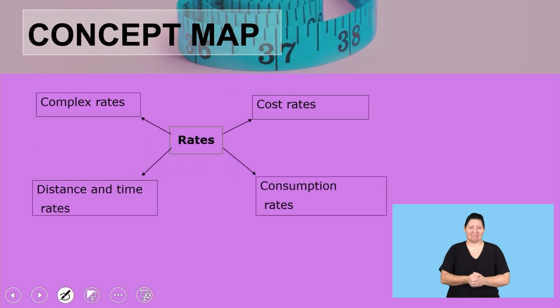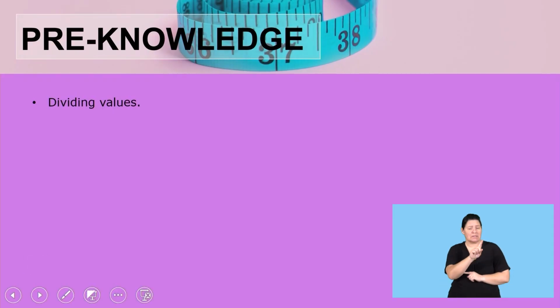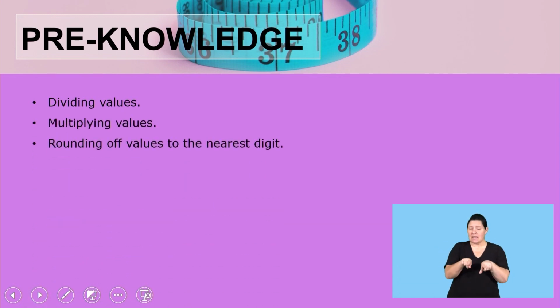So let us have a look at the content that we are going to cover today. We are going to cover cost rates, consumption rates, distance and time rates, and complex rates. These are the 4 types of rates that we need to cover in this section. So let us have a look at the content that we need to use in this section. The content that we need to use is dividing values, multiplying the values, as well as rounding off values to the nearest digit.